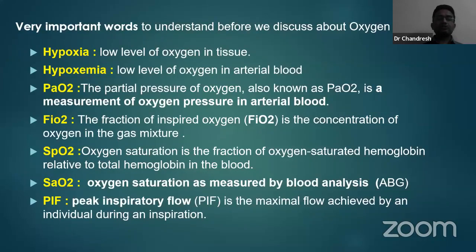SpO2 is oxygen saturation. It is the fraction of oxygen-saturated hemoglobin relative to total hemoglobin in the blood. And SaO2 is the oxygen saturation as measured by the ABG. One more term you should be familiar with is peak inspiratory flow. It is the maximum flow achieved by an individual during inspiration, so again, it is in units of liters per minute.